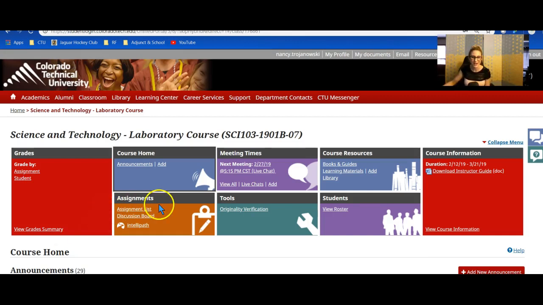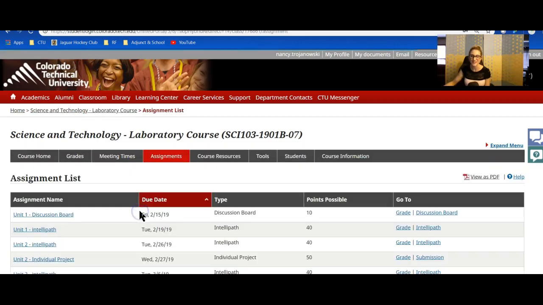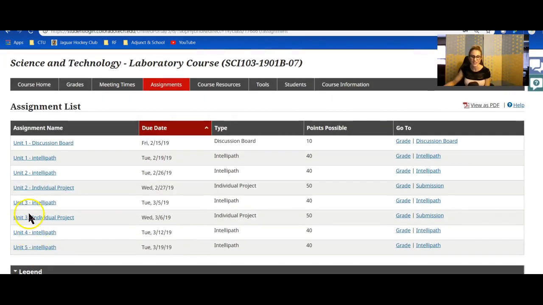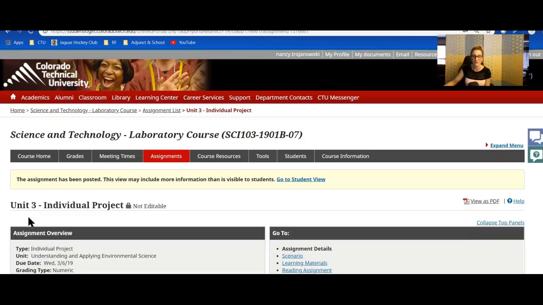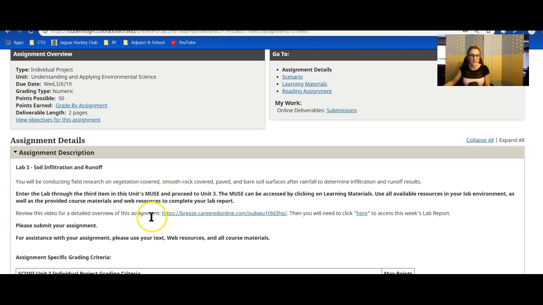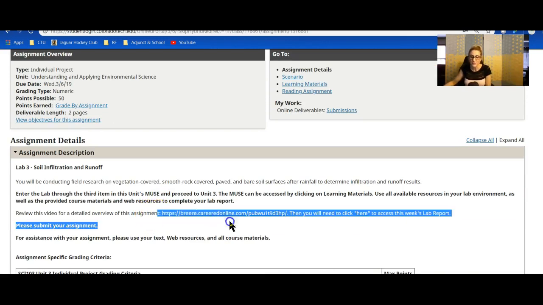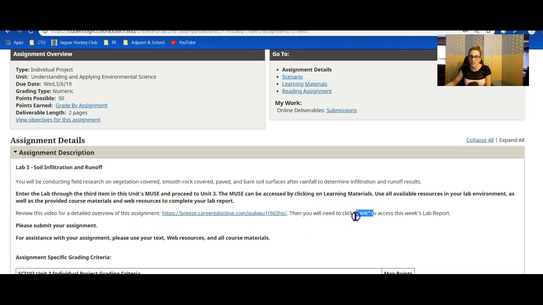So follow along. First step, we're going to go to the assignment list. We're going to go down to Unit 3 individual project. So this is your virtual lab. Same thing as before. We have a great tutorial of the lab built right into the classroom, so you can access it there. And then the worksheet is right here, and you'll see it's linked here.